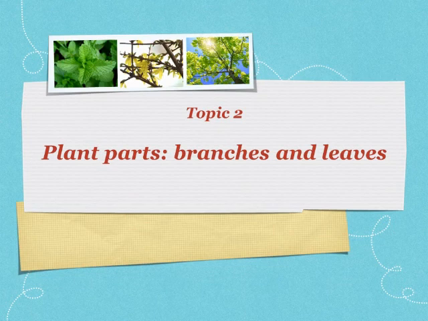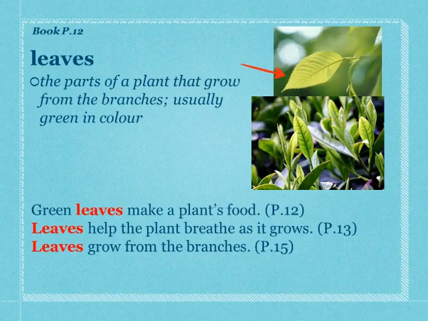Topic 2. Plant parts, branches and leaves. Page 12. Leaves. The parts of a plant that grow from the branches, usually green in color. Green leaves make a plant's food. Page 12. Leaves help the plant breathe as it grows. Page 13. Leaves grow from the branches. Page 15.